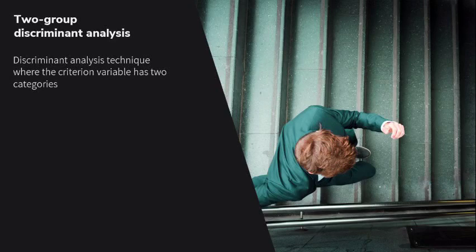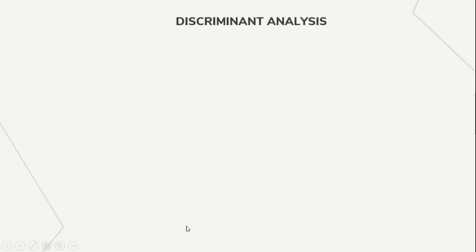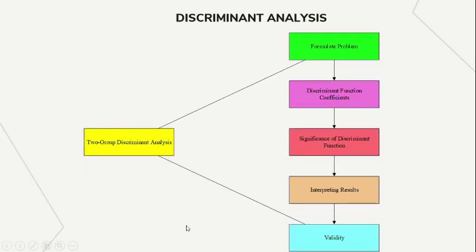Two-group discriminant analysis is a technique where the criterion variable has two categories, and this discriminant analysis model will include D, a discriminant score, B, a discriminant coefficient or weight, and S, a predictor or independent variable. So there are five steps in two-group discriminant analysis.